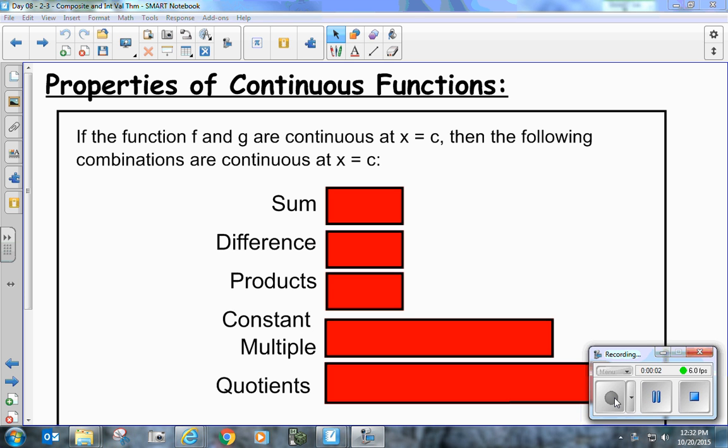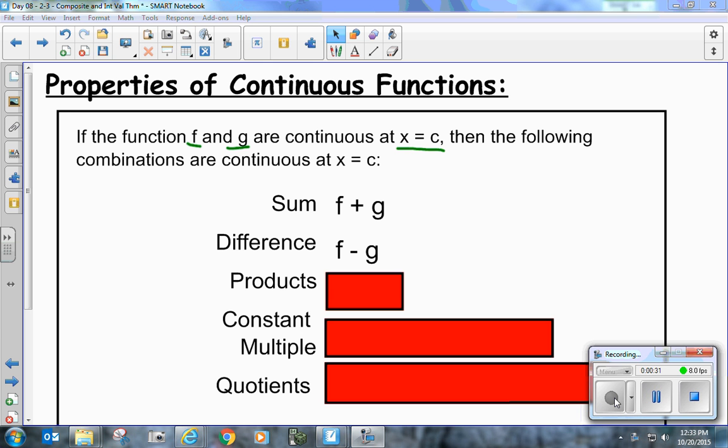Properties of continuous functions. If the functions f and g are continuous at some point on the x-axis, we'll call that c, then the following combinations are continuous at x equals c. If I add my two continuous functions together, the result, or the sum, is also continuous. If I subtract my two continuous functions, then the result, or difference, is also continuous.